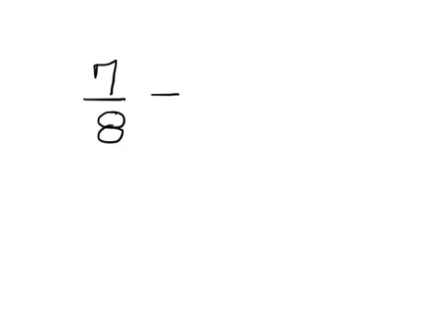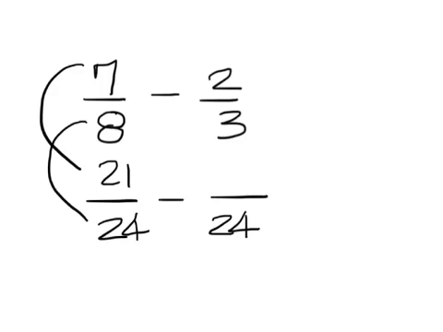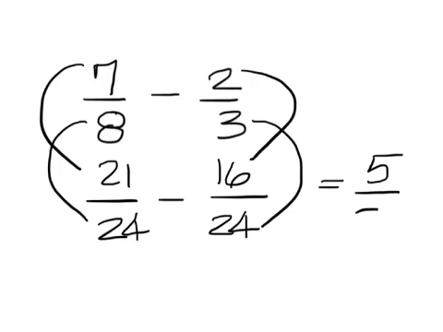Another bonus problem. 7 over 8 minus 2 over 3. The solution for this one should be a common denominator of 24. You're multiplying by 3 to get the 24, so 7 times 3 is 21. 3 times 8 is 24, 2 times 8 is 16. Subtract to get 5 over 24.